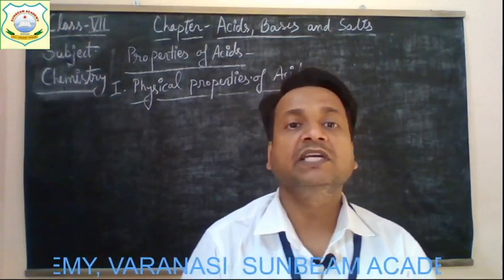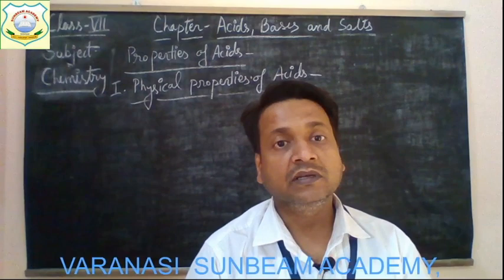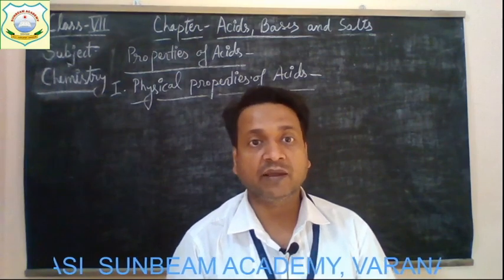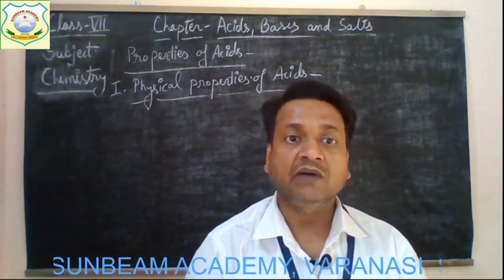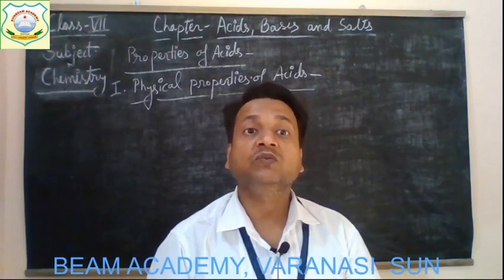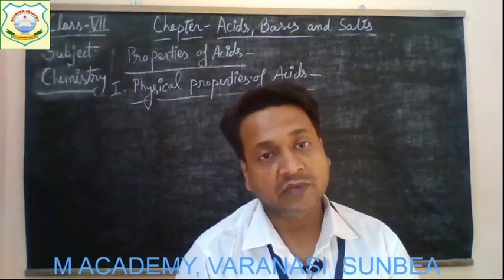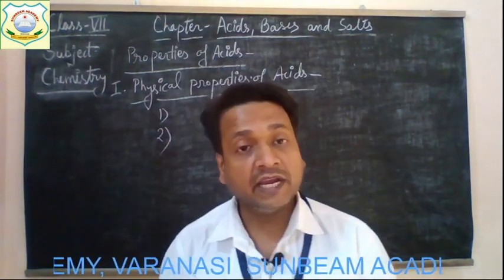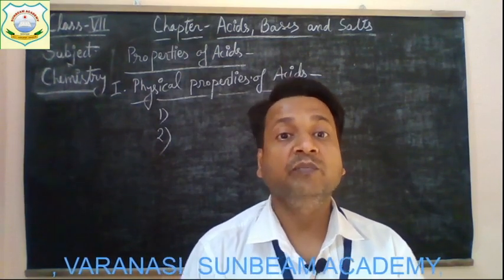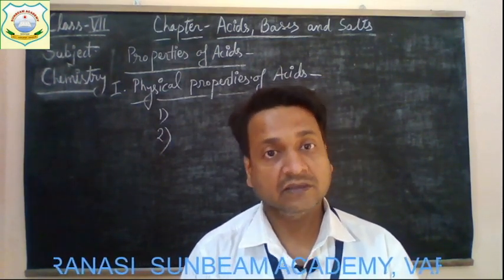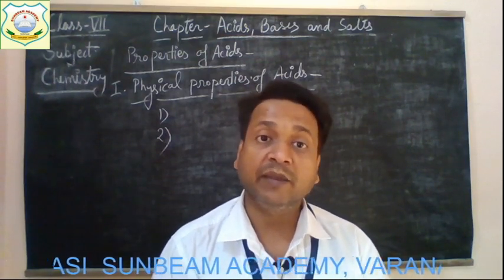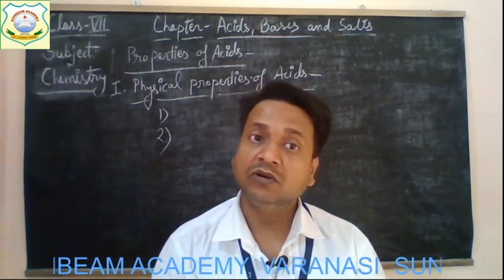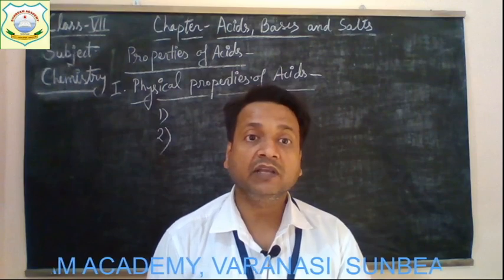Acids have many physical properties. Like the first one, it has a sour taste. Children, I have explained in the first period of this chapter that acids are sour in taste. So this sour taste is one of the physical properties of acids. Now the second physical property is it turns blue litmus to red. That is why when we put a drop of lemon juice on blue litmus paper, that blue litmus paper turns to red. So this is a physical property of acid.